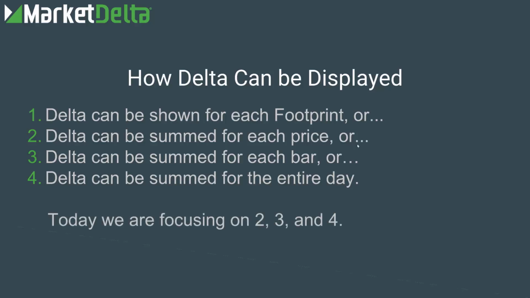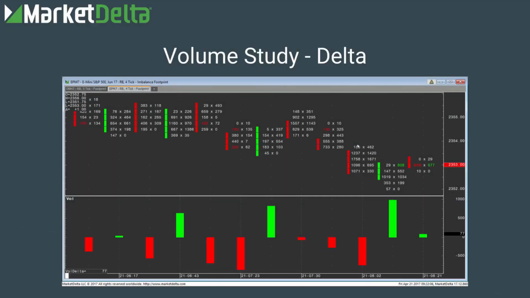So today we'll be focusing on number 2, 3, and 4, not the footprint. That was covered in some other deep dive videos, and we're going to really dive into 2, 3, 4 today. So let's take a look here at the volume. This is the volume study within Market Delta Desktop, and it's set to delta. What we're looking at is this lower pane right down here. Let me turn on my laser pointer.